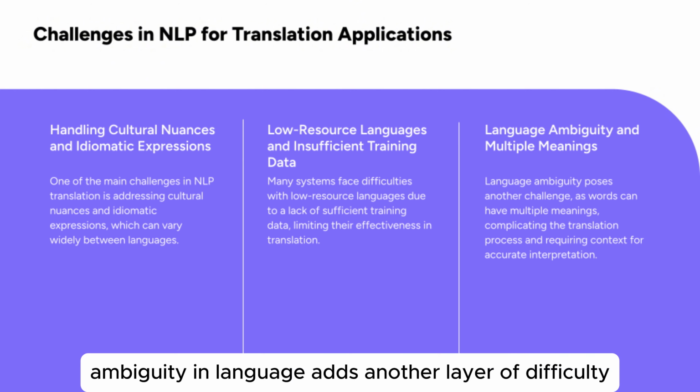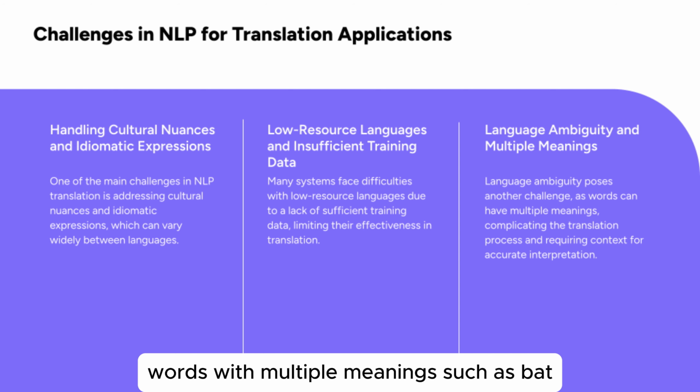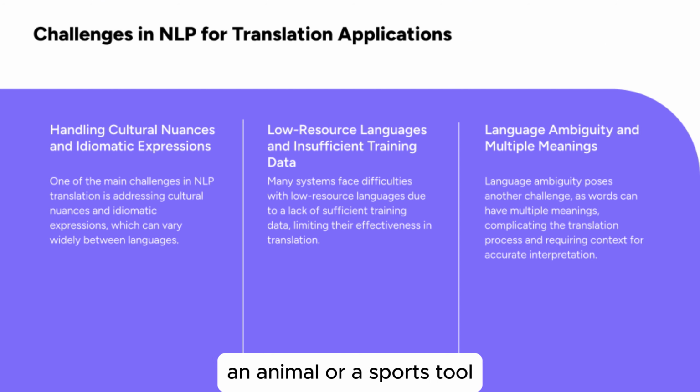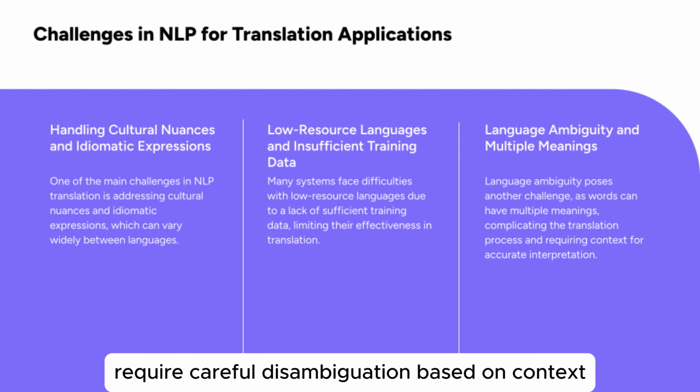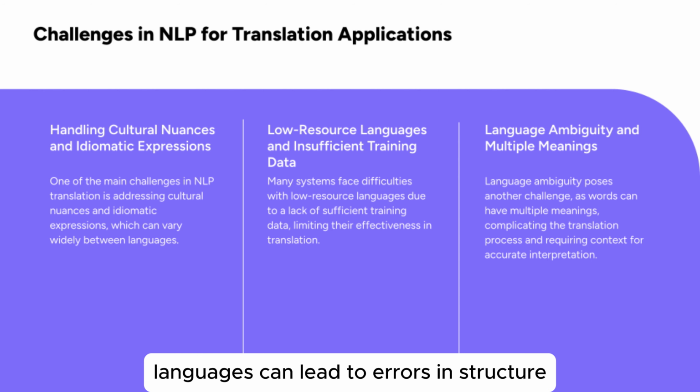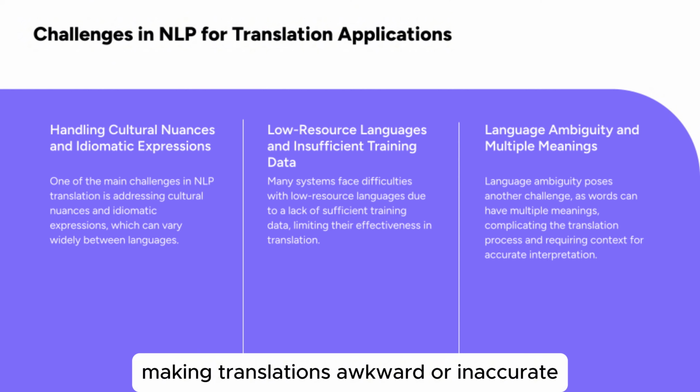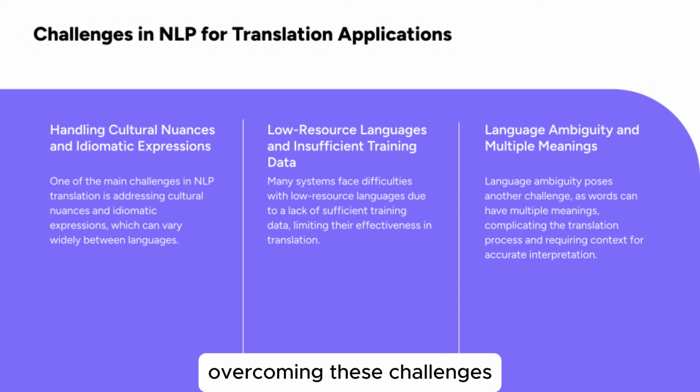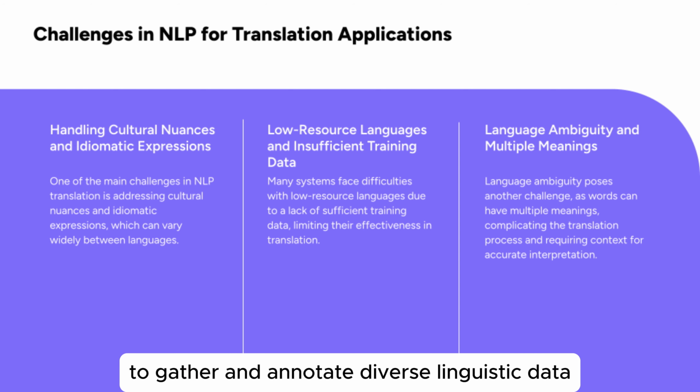Ambiguity in language adds another layer of difficulty. Words with multiple meanings, such as bat, an animal, or a sports tool, require careful disambiguation based on context. Additionally, the grammatical and syntactical differences between languages can lead to errors in structure, making translations awkward or inaccurate. Overcoming these challenges requires more sophisticated models and collaborative efforts to gather and annotate diverse linguistic data.